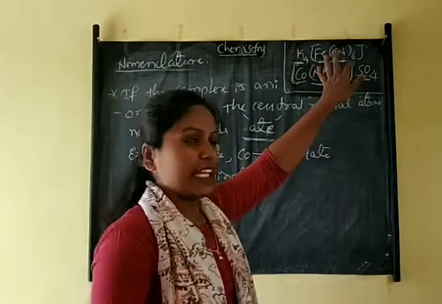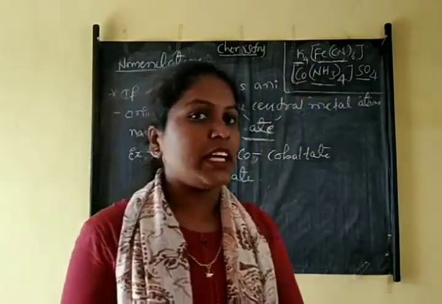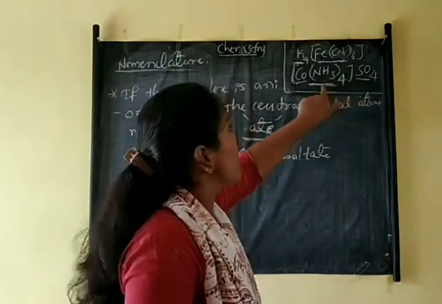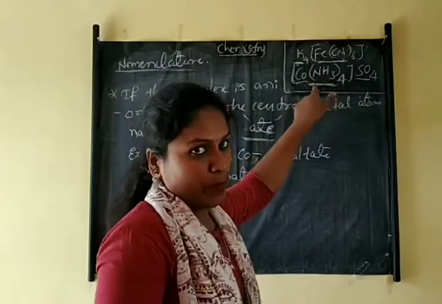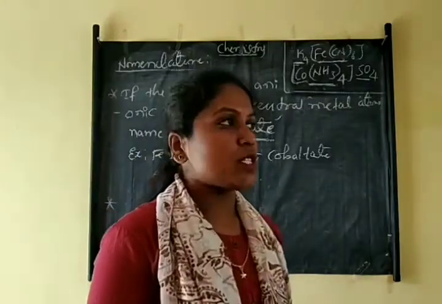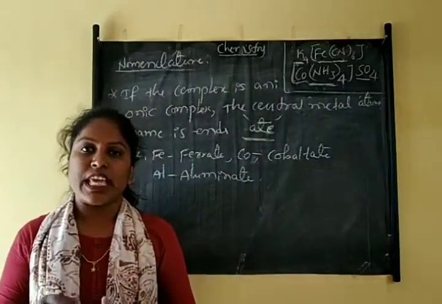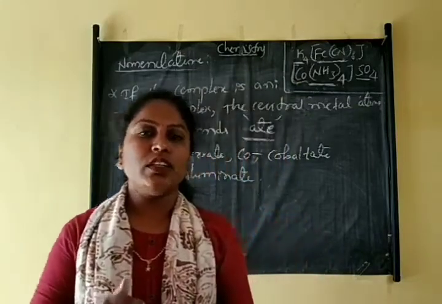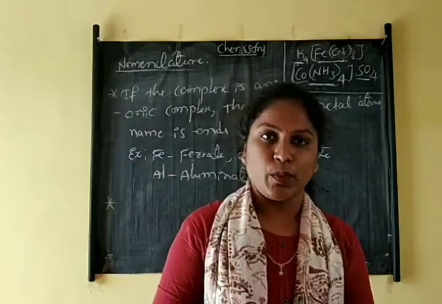But if it is a cationic complex, the central metal atom name is the same as that of the element name. Because here, in the example you saw, it is a cationic complex, so the naming is tetraammine cobalt, not cobaltate, because it is a cationic complex. And the next rule is, all the neutral complexes are named the same as the cationic complexes. The way you name a cationic complex, the same way we name neutral complexes too. So these are some rules you have to follow for naming a coordination compound.